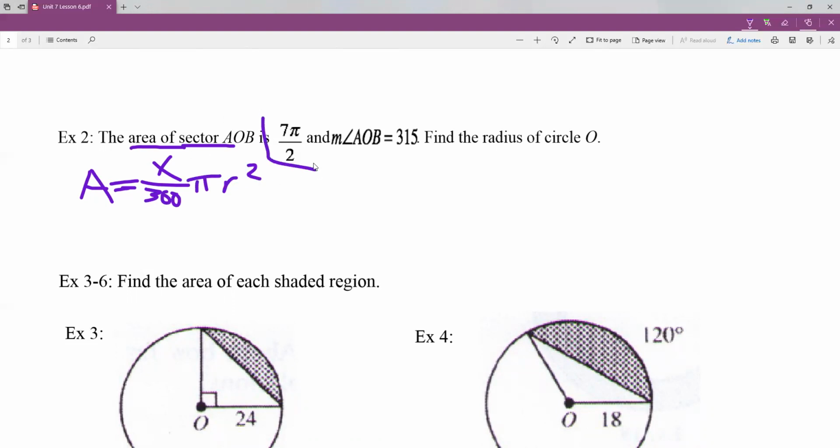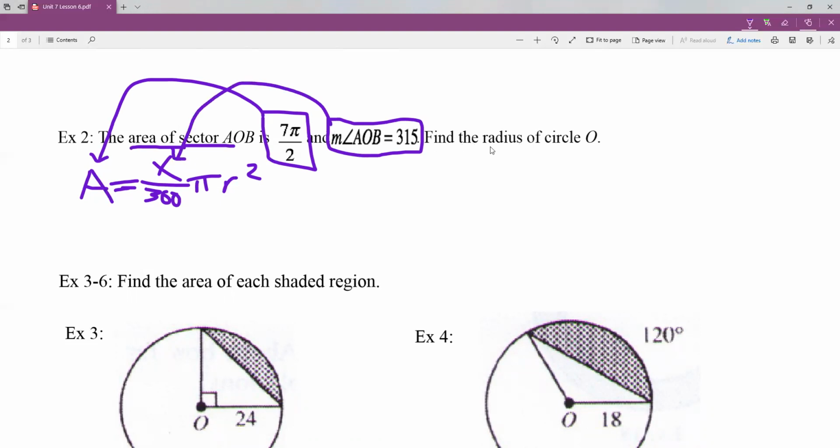Here we're given the area of the sector, so this is going to go in where the area is supposed to be. We are given the angle measure, 315, so that is going to go in where the angle measure goes, right there. And we need to find the radius, so our radius here is going to be unknown. So we take our respective parts, plug them in, and then everyone's really good at algebra, so I feel like we're going to be pretty good here.